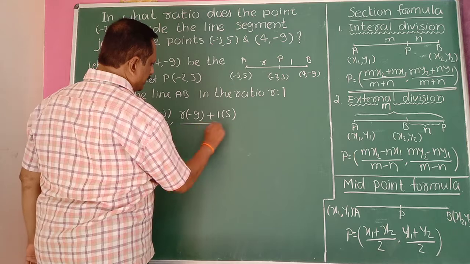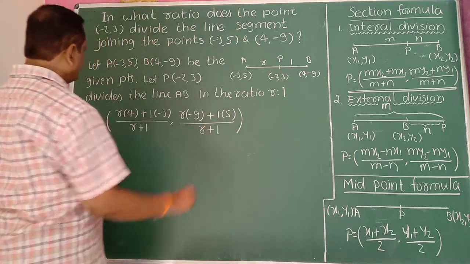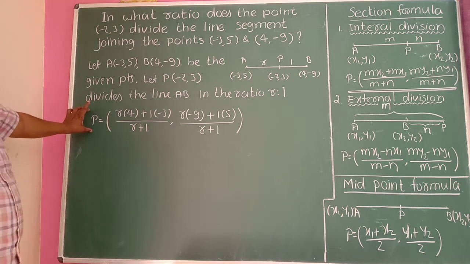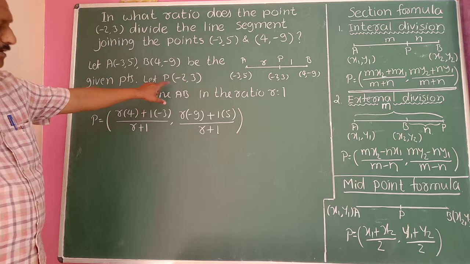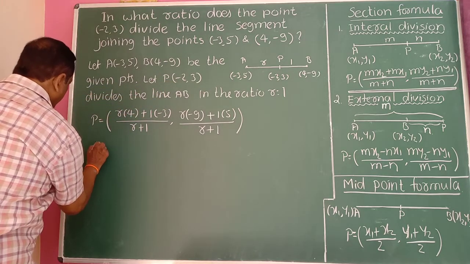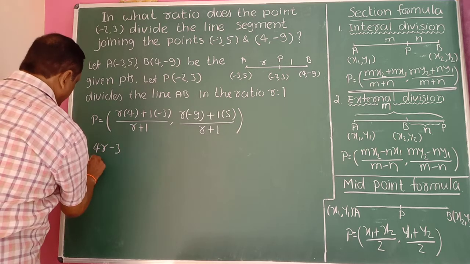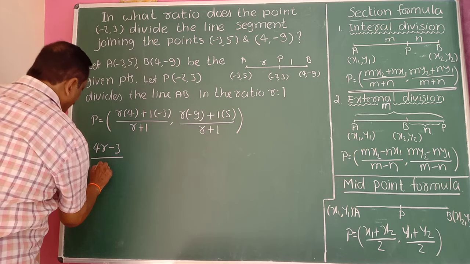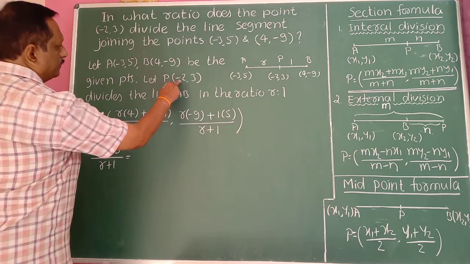1 into 5 divided by r plus 1 here, r plus 1. So this is by the second formula. But they already gave the coordinate of point P, this one here. Therefore, equating x and y coordinates now. So 4 into r becomes 4r, minus 3 into 1 is minus 3, divided by r plus 1, is equal to minus 2.